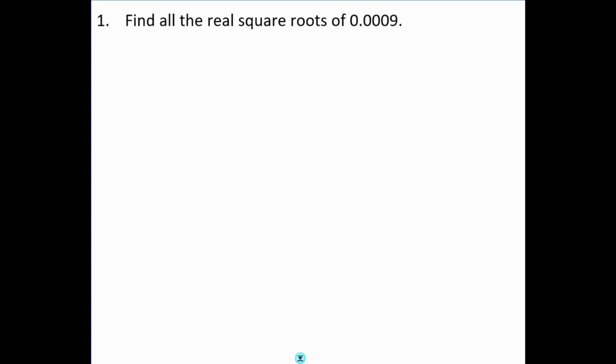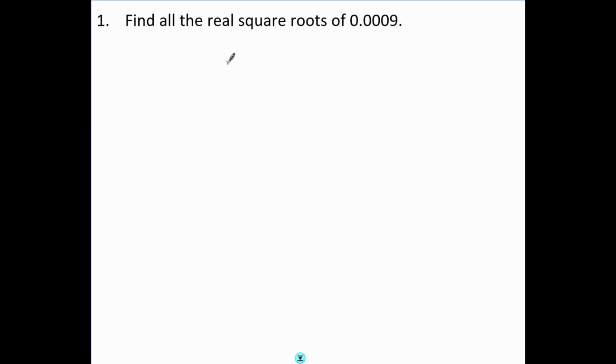Question number 1, we want to find all the real square roots. This is a great way to start. All the real square roots of 0.0009. So square root we know is going to look like this.